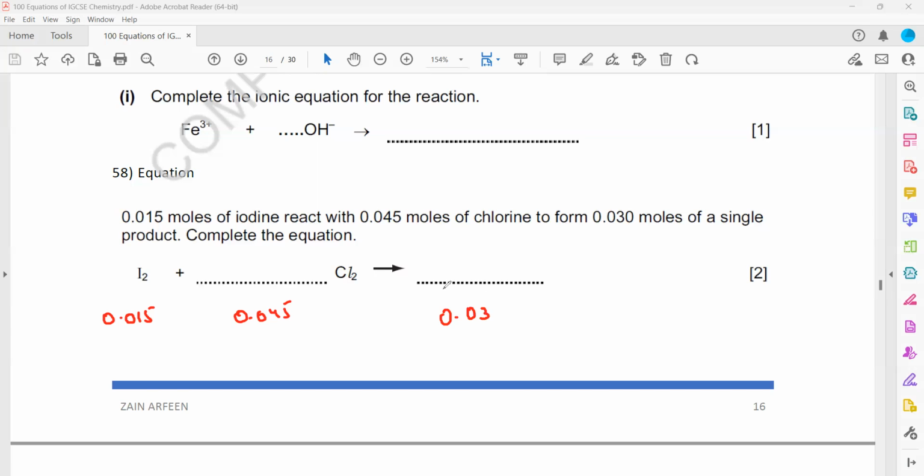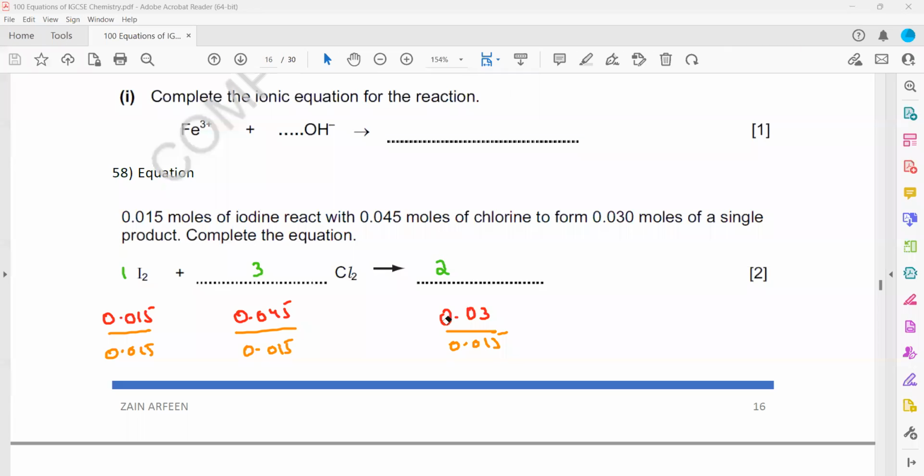First, we'll take the simplest ratio because whenever we write the equation, the fraction should be in the simplest ratio. So to take the simplest ratio, we divide all of them by the smallest value, which is 0.015. So when we divide, this will be 1 here, this will be 3 here, and this will be 2.